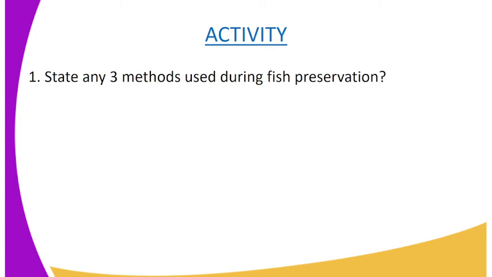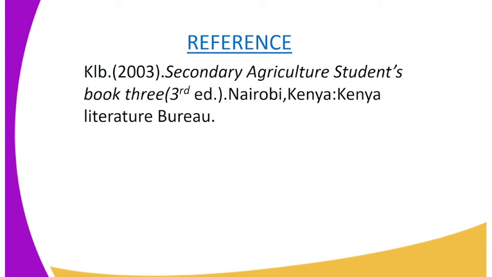We have come to the end of today's lesson, and I'm going to mark the end of this lesson by giving you this work in form of a question. That is, you are supposed to state any 3 methods used during fish preservation. And for reference, you can refer to the KLB Secondary Agriculture Student Book 3, and the publisher is the Kenya Literature Bureau.